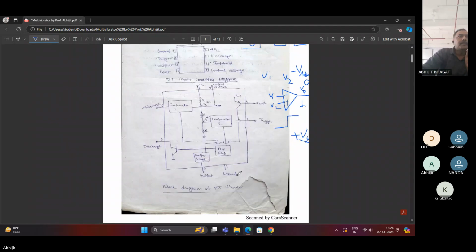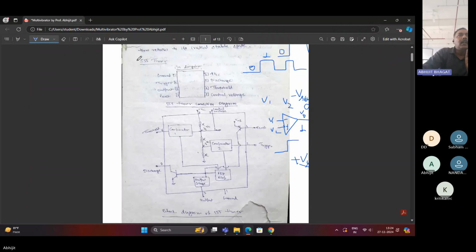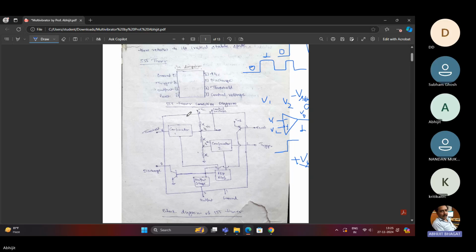Okay. Yes, sir. So, today we just discussed the pin configuration and the function of all these pins. So next is, you can see, wait a second.